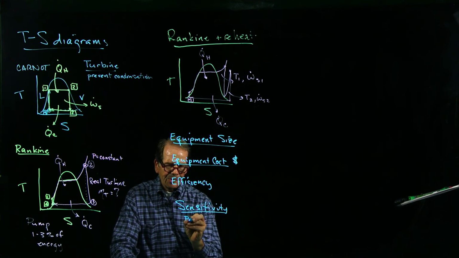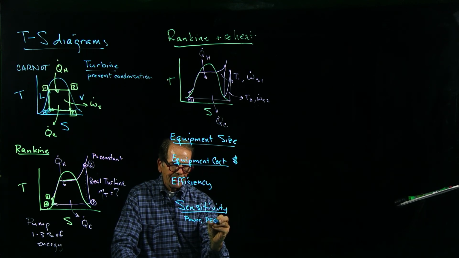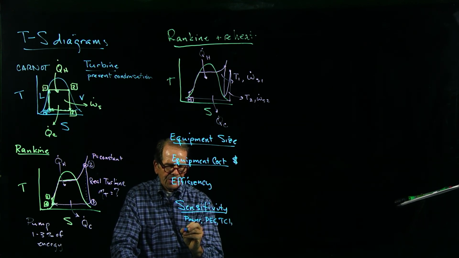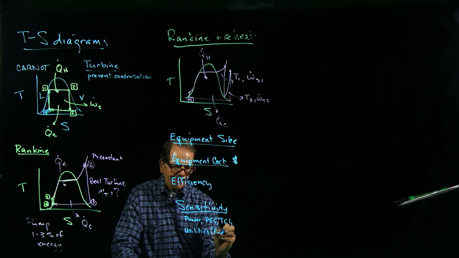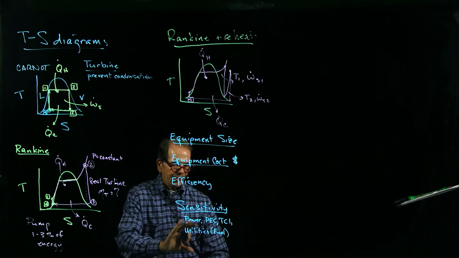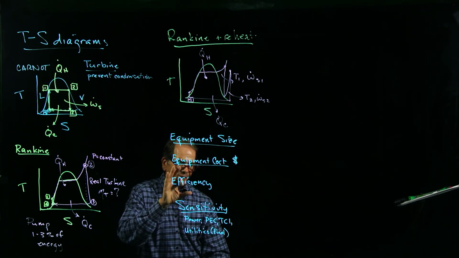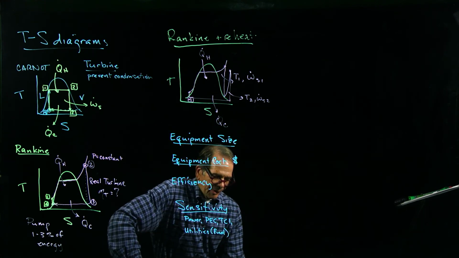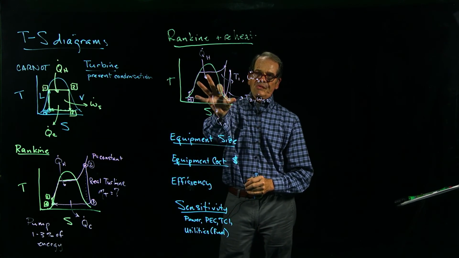interested in power coming out, capital equipment purchase costs, for example, total capital investment, the utilities that we need to do this, including how much fuel, and then we're going to try to look at the sensitivity of our output or our costs to plant size and efficiencies of our equipment. So we have all these things that we can do to improve this process.